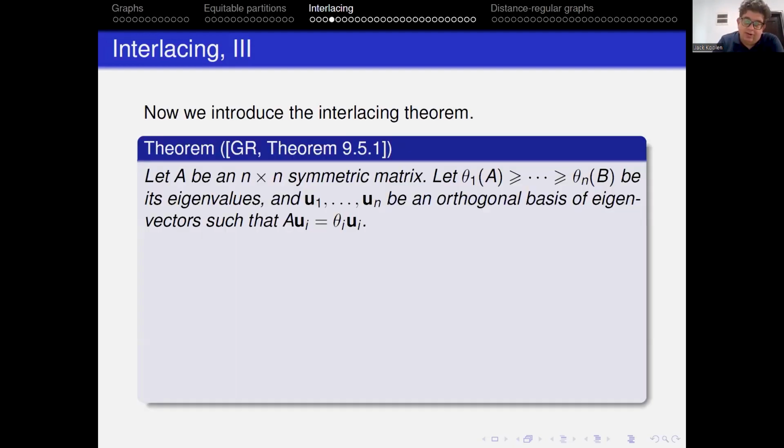So now we have the interlacing. So we have two symmetric matrices. Here's also an A. I'm sorry, there are many mistakes in this. So it should be theta n of A, not theta n of B.